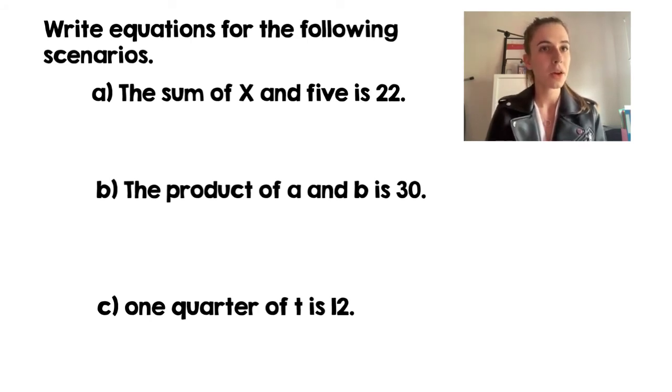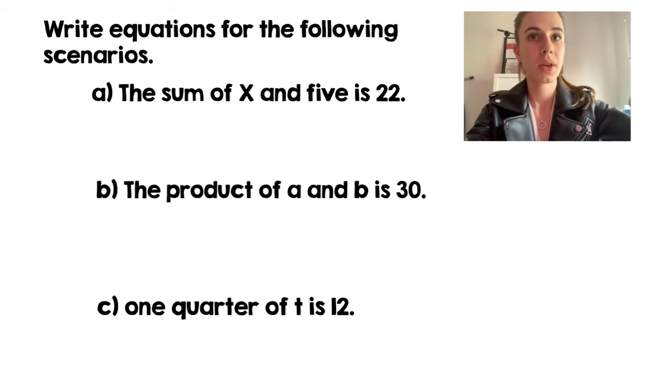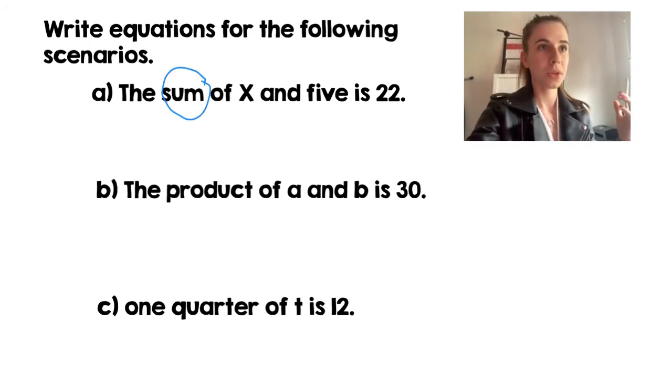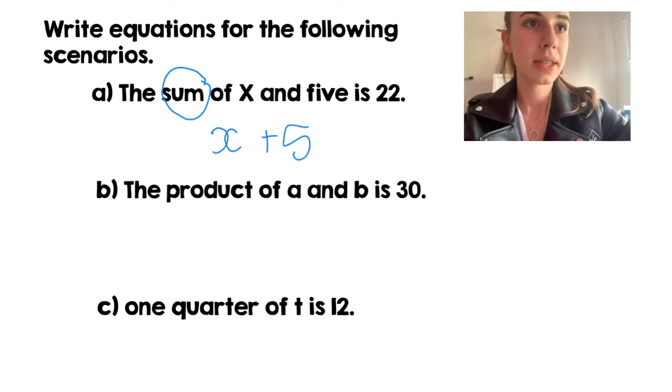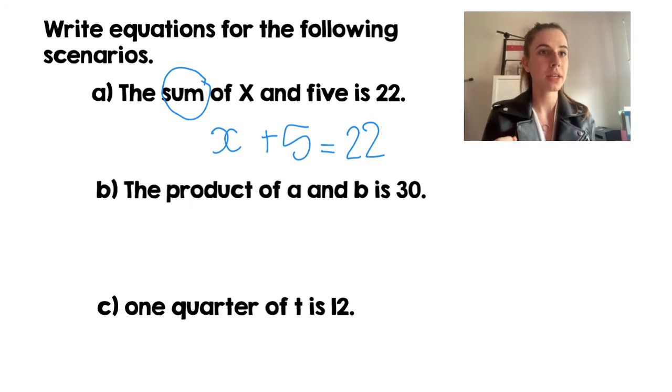The sum of x and 5 is 22. Now, when we're thinking sum, what are we thinking? Hopefully, you've said addition. So what it's saying is x plus 5 equals 22. So the sum of x and 5 is 22. It's also saying x plus 5 equals 22.